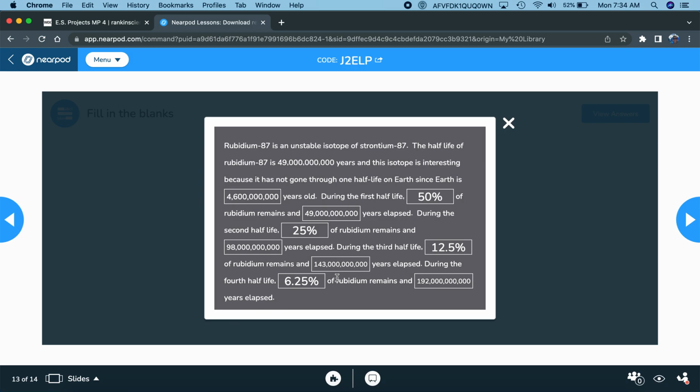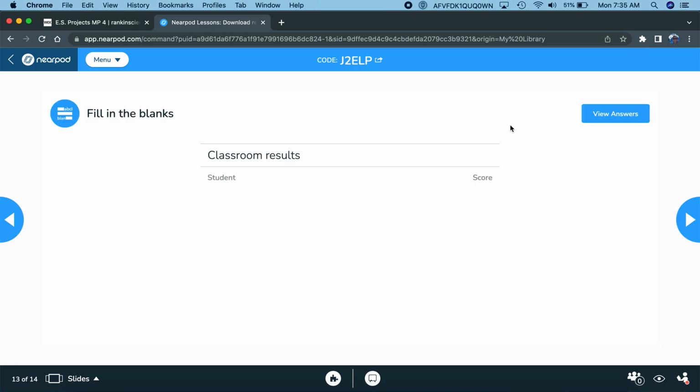years that has elapsed. During the fourth half-life, okay, we have 6.25% remaining of rubidium-87, right, from the 12.5, and then another half-life would be 49 billion times 4. That will yield 192 billion years. Long time.